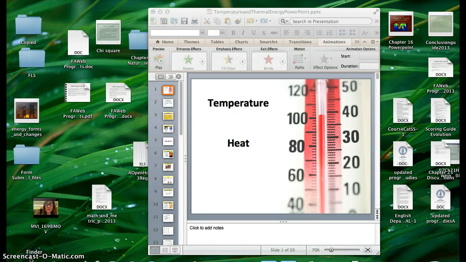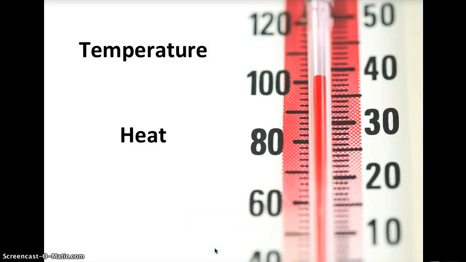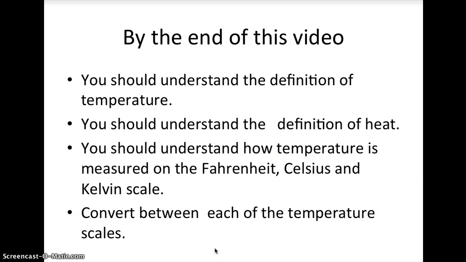Everybody, welcome to our video featuring the concepts of temperature and heat. So what we're going to do today, by the end of the video, here they are. You should be able to define temperature, define heat. You should understand how temperature is measured on each of these scales, Fahrenheit, Celsius, and Kelvin. And more importantly, you should be able to convert between each of the temperature scales.